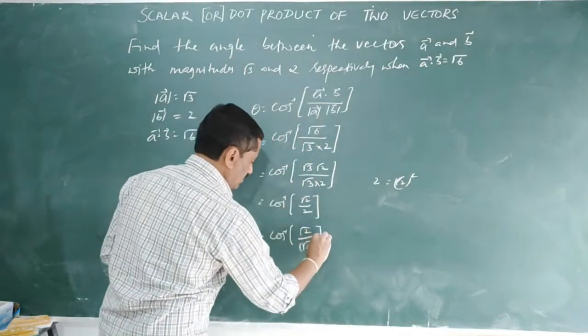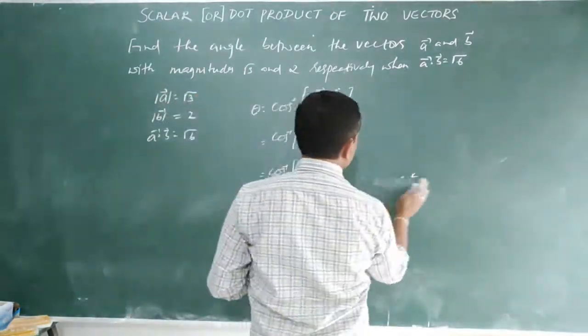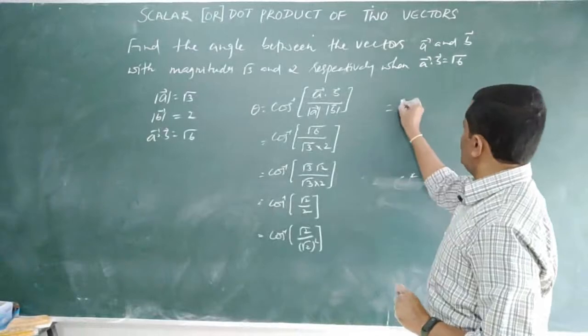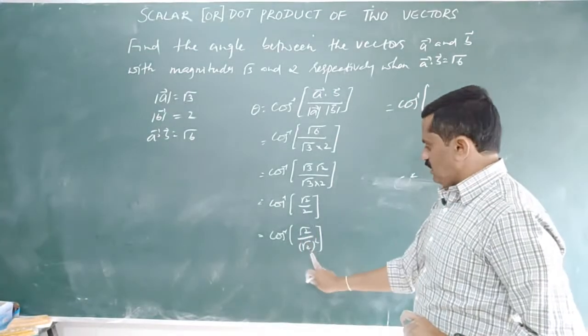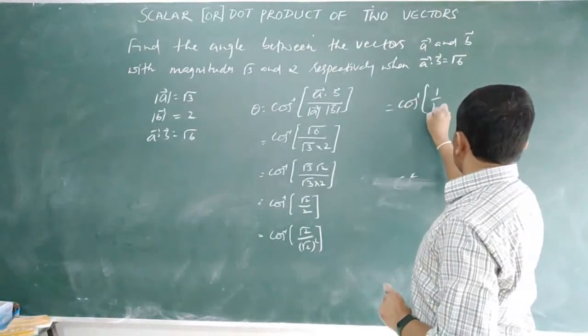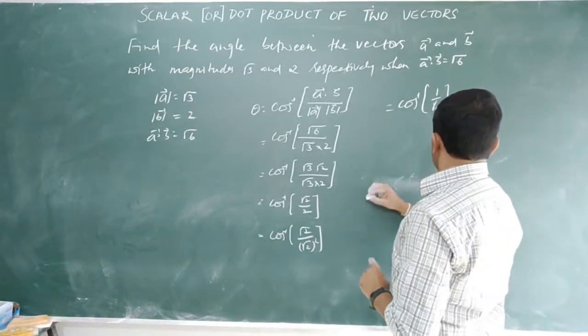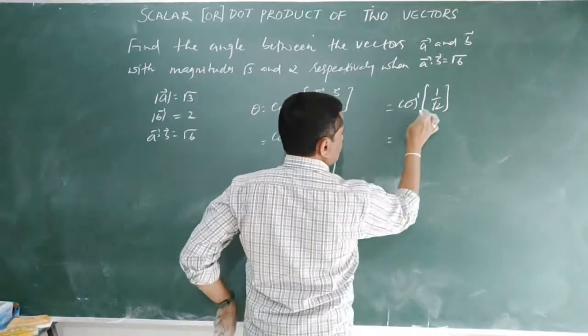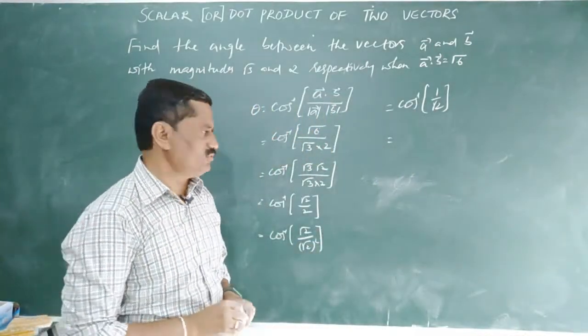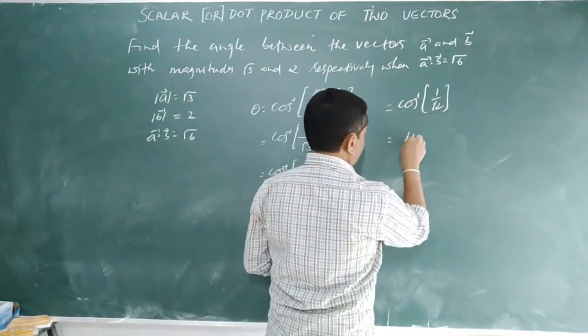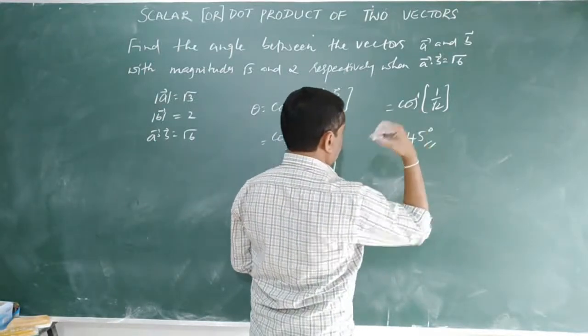Again here that is equal to cos inverse of, 1 root 2 and 1 root 2 get cancelled, then we have 1 divided by root 2. Again that is equal to cos inverse of 1 by root 2, which is 45 degrees.